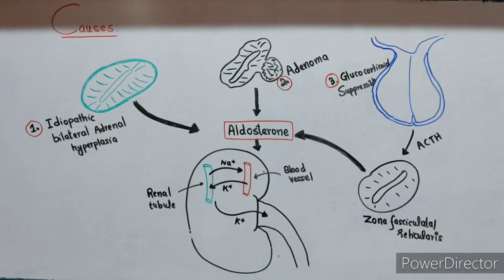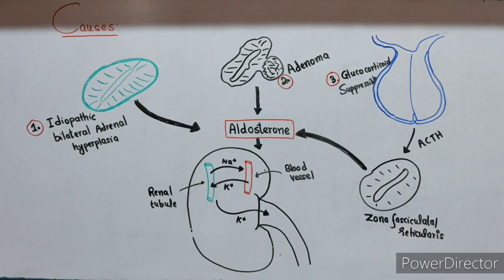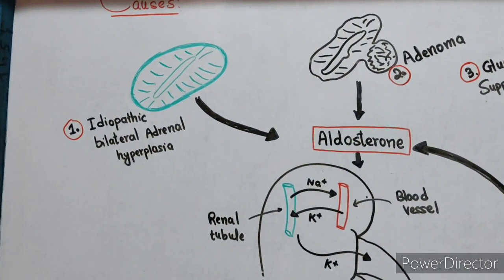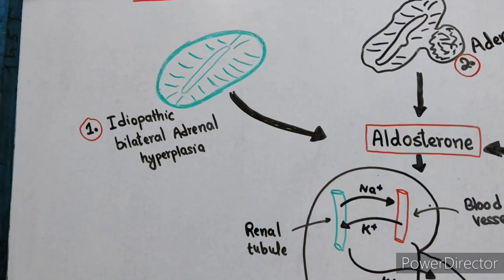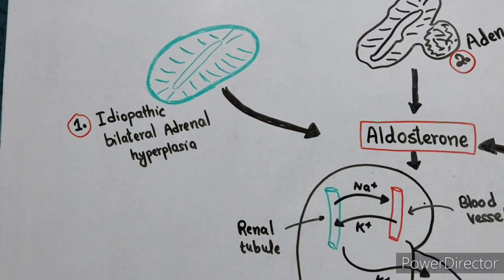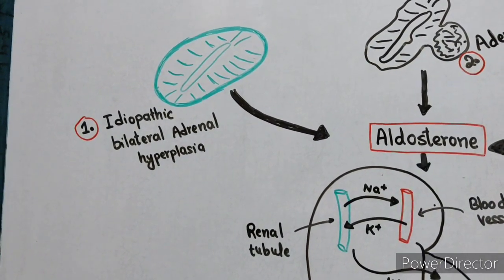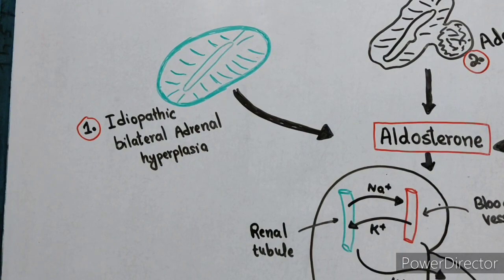There are 3 important causes of primary hyperaldosteronism. The most common cause, accounting for 60% of the cases, is idiopathic bilateral adrenal hyperplasia. In this disease, there is hyperplasia of the zona glomerulosa cells of the adrenal gland that produce aldosterone.